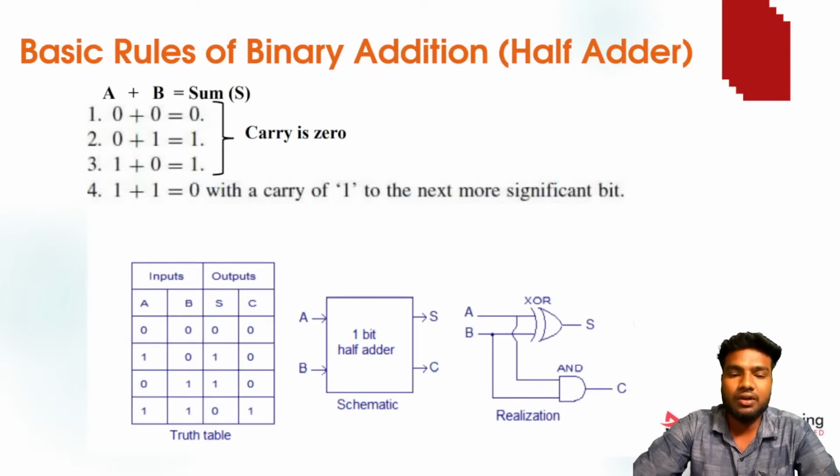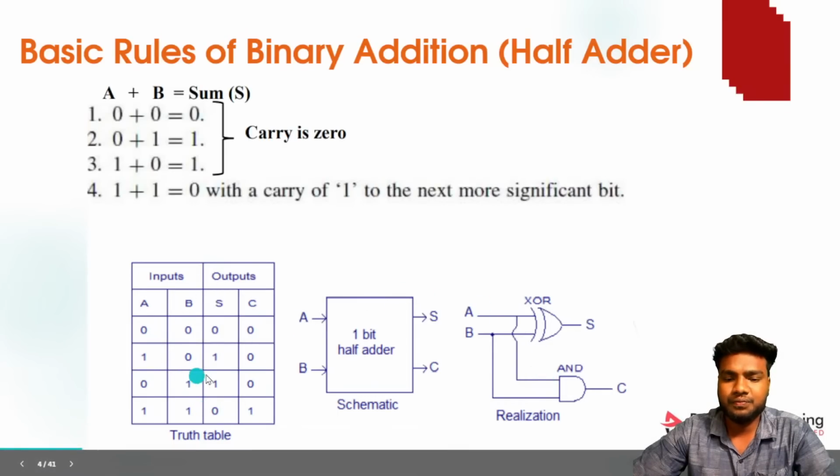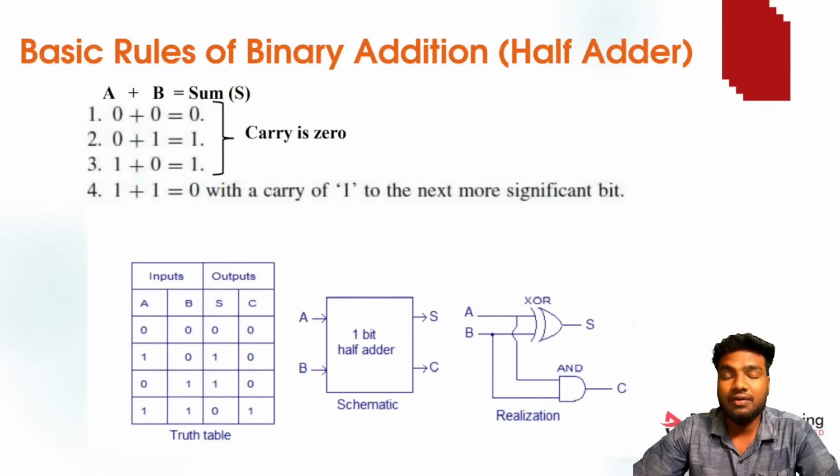Like we know, the half adder. So this is the circuit for the half adder, and this is the truth table for the half adder. We have sum and carry. By using a half adder we can add two binary inputs, A and B.